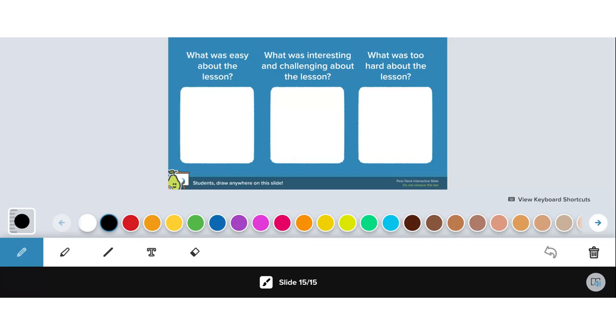Finally, if you could just answer this quick exit ticket: what did you find easy about this lesson? What did you find to be the most interesting and challenging about this lesson? And what was too hard about this lesson?